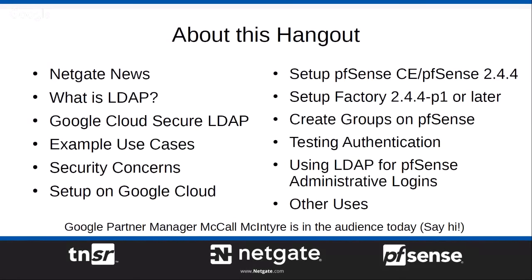Okay, well, this month we'll have news as always, and then we'll talk a little bit about what LDAP is, Google Cloud Secure LDAP service, what they're doing there, some example use cases, security concerns, a little bit about how you'll go about doing the setup on the Google Cloud side of things, setting up the pfSense side of things for CE or pfSense 2.4.4, and then we did change it a little bit in 2.4.4-p1. We made it a little bit easier there. And then we'll go over how to create the groups on pfSense and testing everything, and then using that for your firewall login, and then some other ways you might want to use it.